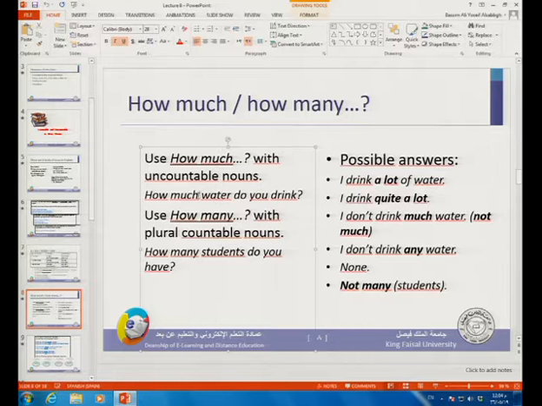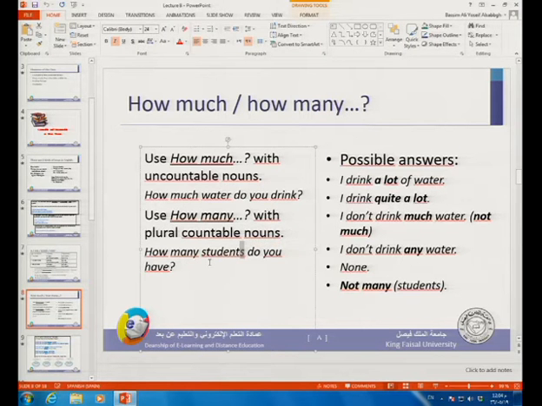So look at this. The question word is how much together. How alone means something else. How much has a different meaning. So the question word is how much, both words. And if you notice here, how much, and then water, do you drink. Do and then the inversion, do before the subject. Now use how many with plural countable nouns. So how much with uncountable nouns, but how many with plural countable nouns. How many students? Look at this, plural.